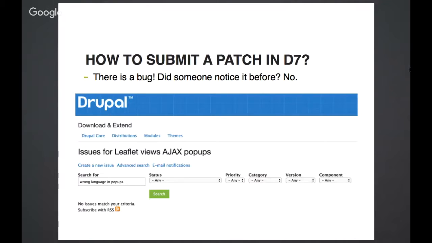So here I will just show you the process of how to create a patch and submit it to Drupal. I will give you the scenario. You're a developer working on a module. Here I'm taking the example of Leaflet Views Ajax Popups. This is a module that enables you to have info boxes with some content in them on a map. And while working on this module, I noticed that the text in the pop-ups was not translated.